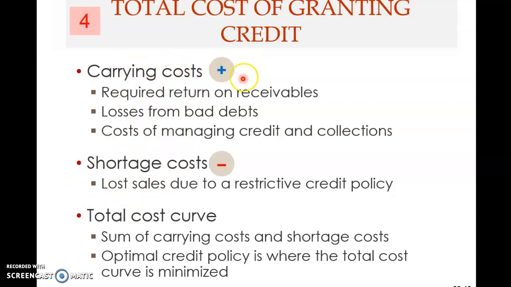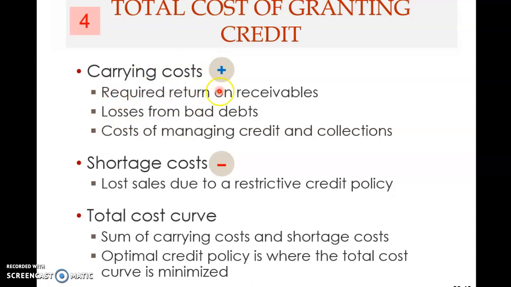So carrying cost is always positively related with the amount of credit given, meaning the amount of receivables the company holds. So the higher the amount of receivables, the higher the carrying costs. That is why it's a positive relationship. Now, shortage cost is a negative relationship. The more you hold receivables, the lower your shortage cost. So what is carrying cost here? This is required return on receivables. So if you have more receivables, then you have more required return. So that will be a cost.